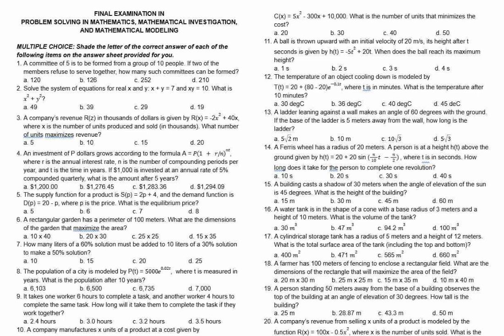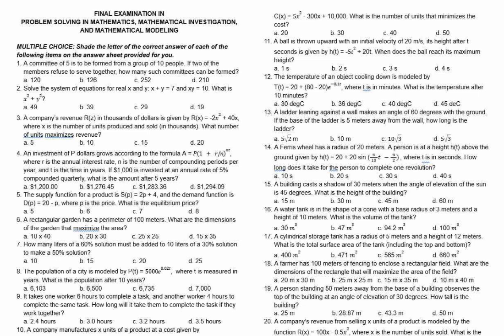Number 12: the temperature of an object cooling down is modeled by T(t) = 20 plus (80 minus 20) raised to the power of negative 0.1t, where t is in minutes. What is the temperature after 10 minutes? So the answer is letter B, 36 degrees.